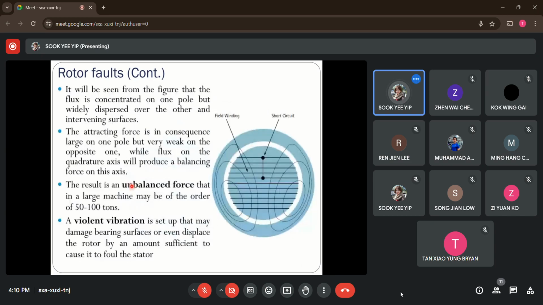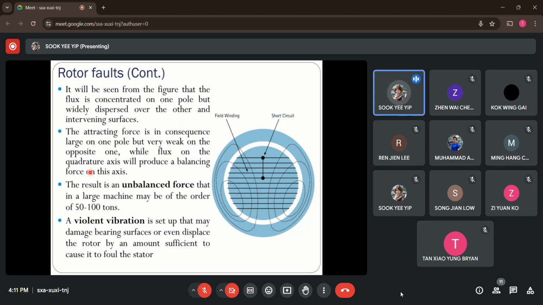Instead, it will adopt such patterns, which are imbalanced due to the imbalanced current flow. Now let's further analyze the flux patterns. The flux generated will concentrate on one pole, while it disperses over the others, intervening on the surface. It will adopt such patterns. So there will be attractive force between the pole and the stator core, and it becomes not equal, so it will result in unbalanced force.